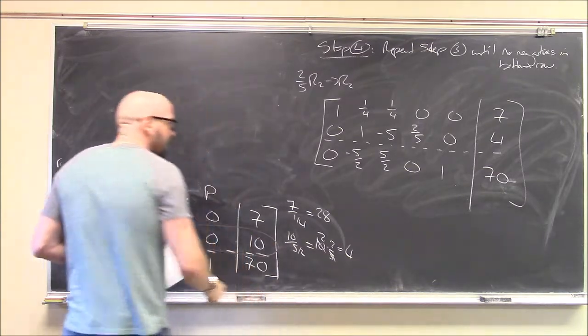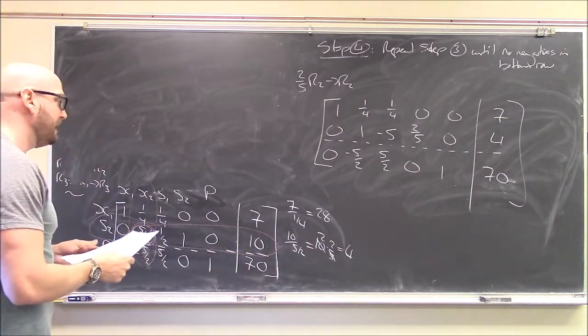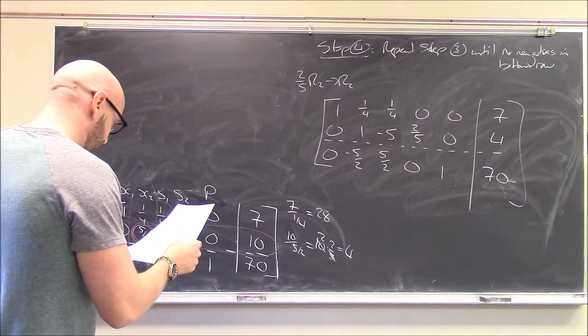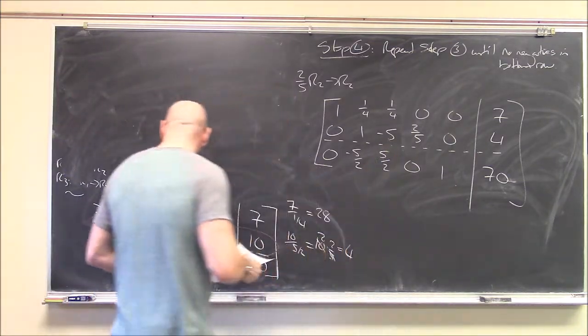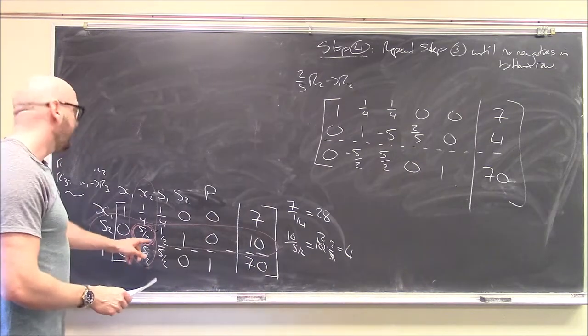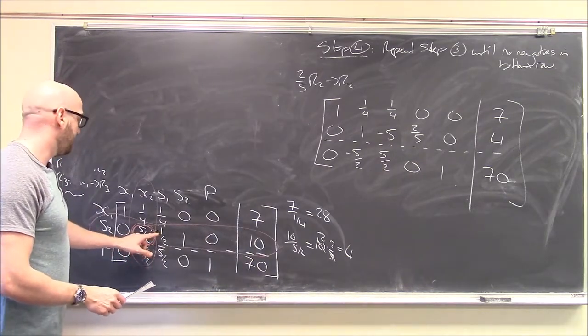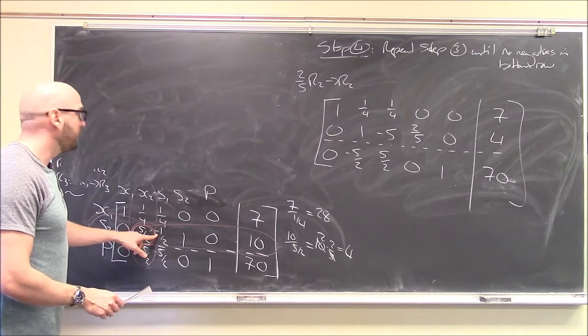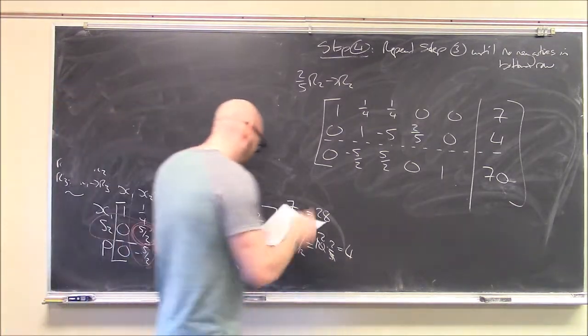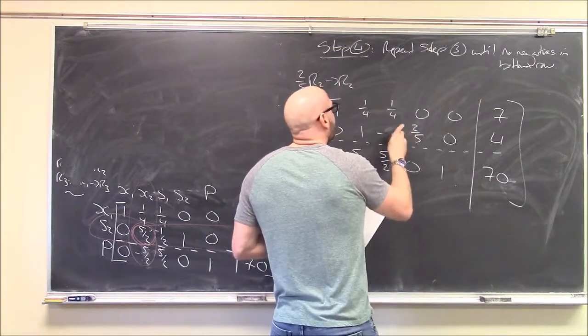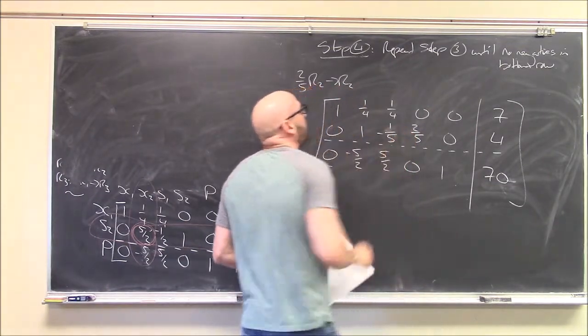And I just checked against my notes. I have a mistake here. My mistake is popping up right here, -5. Why is that a mistake? 2/5 times -1/2 is not -5. That is -1/5. There we go, -1/5.